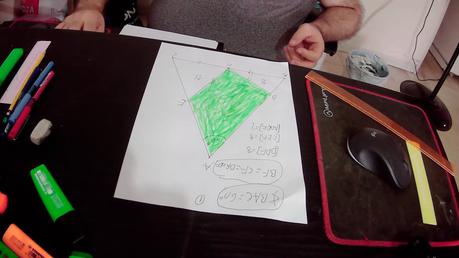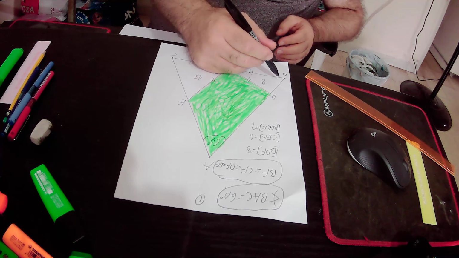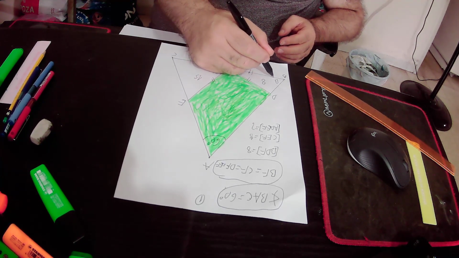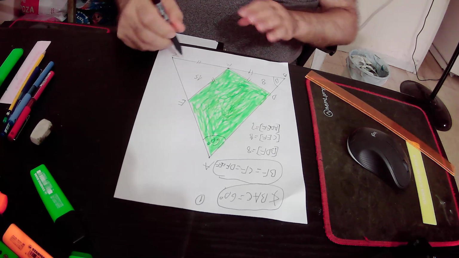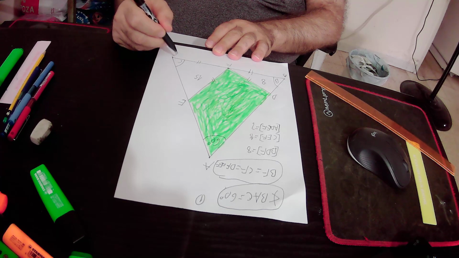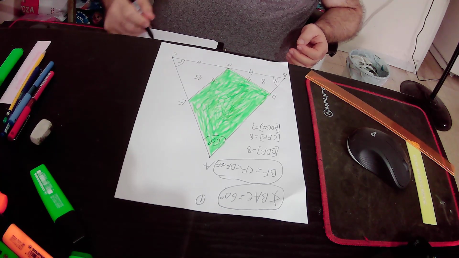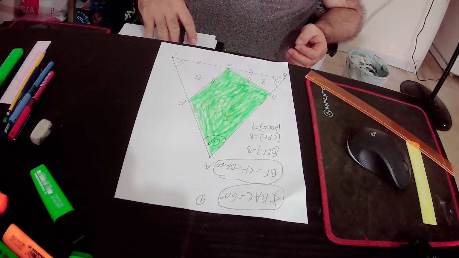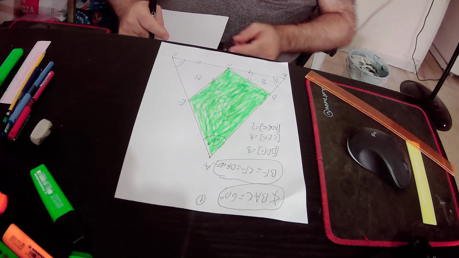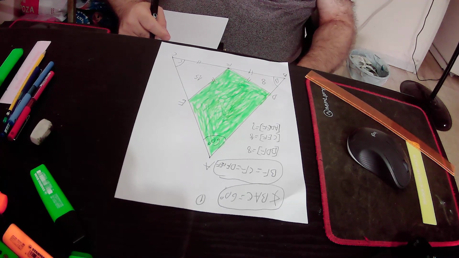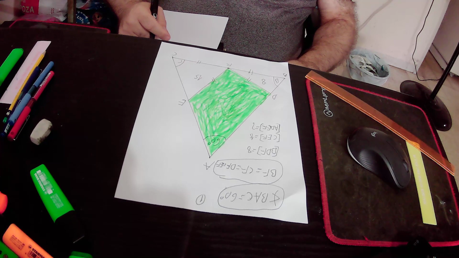Okay, so first of all we will define angle ABC as B, and we will define angle ACB as C, and actually we have a rule number 1 that states that the sum of the angles in a triangle is equal to 180 degrees.